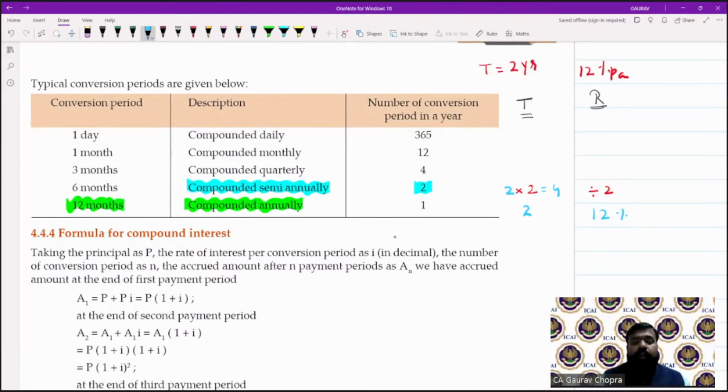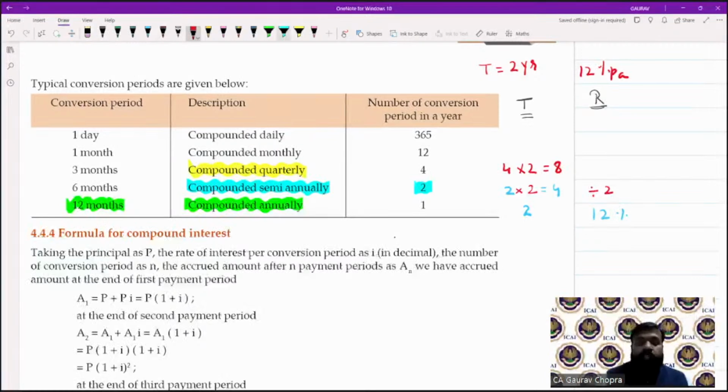Now if we are doing quarterly compounding, it means we have to multiply with the quarter, adjust the number of quarters. So how to do that? Number of quarters are 4. 4 into 2 years, it will become 8.